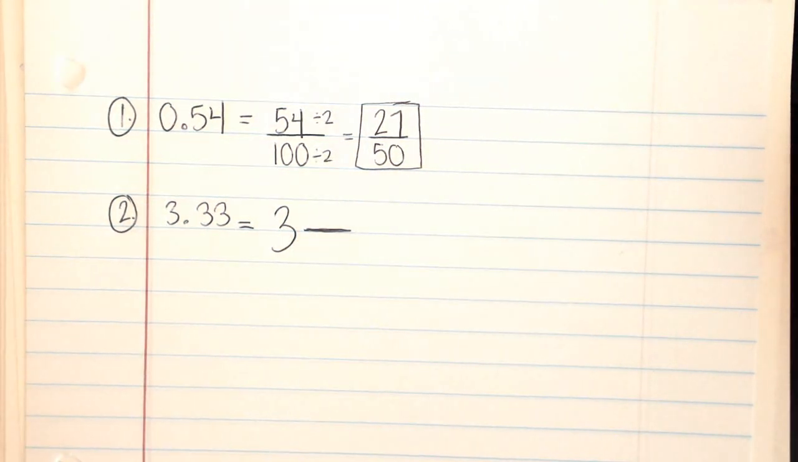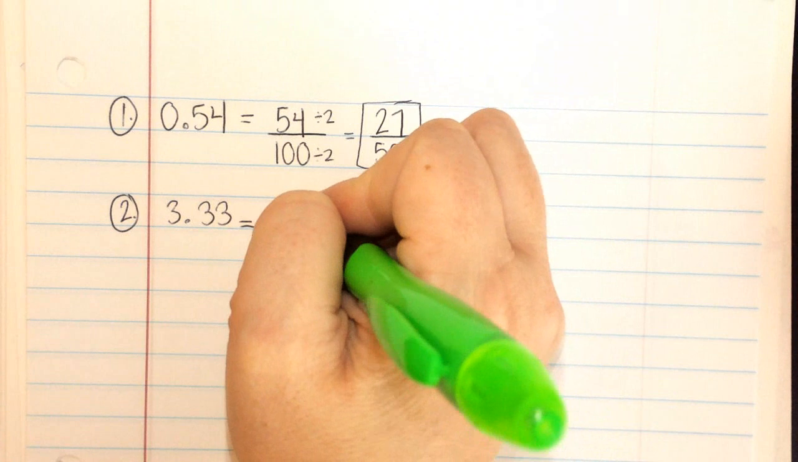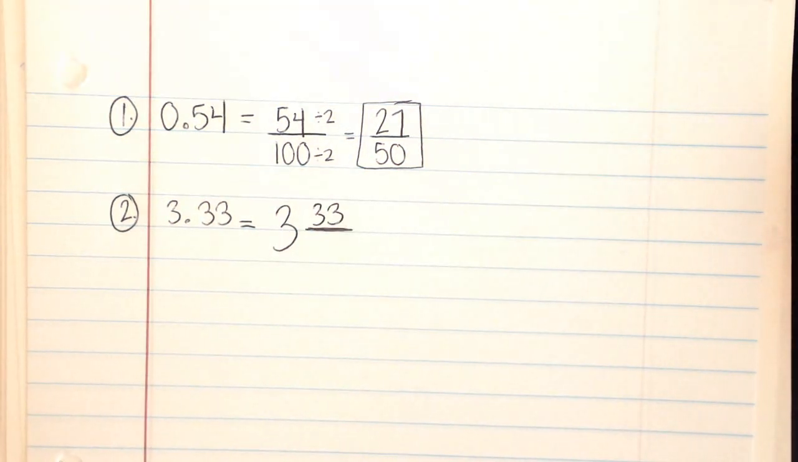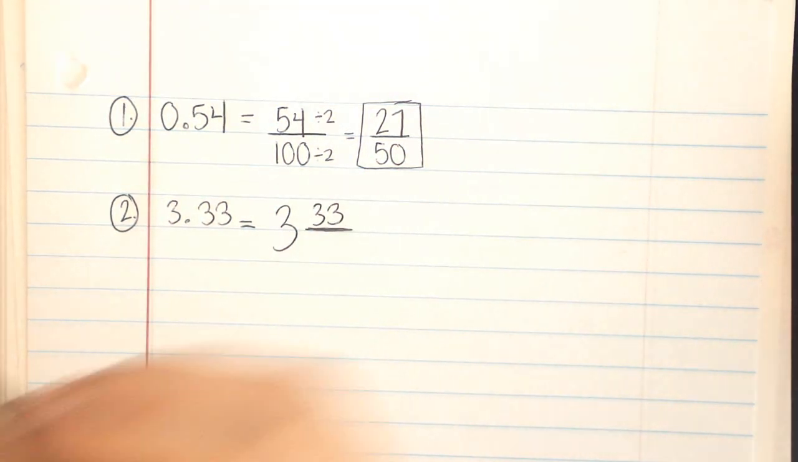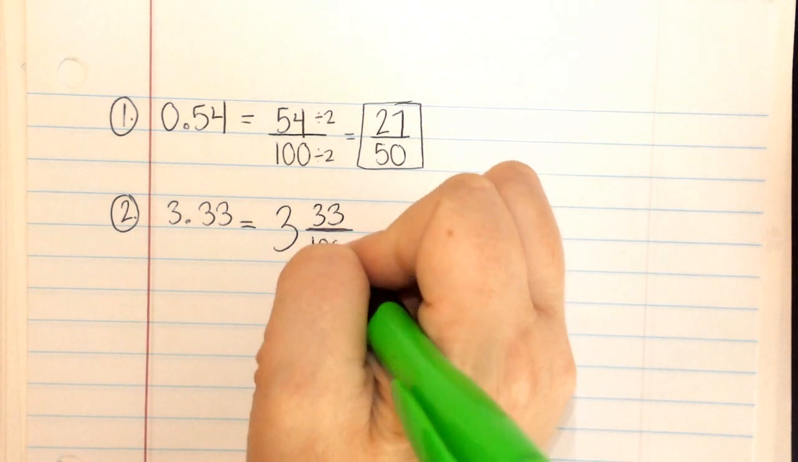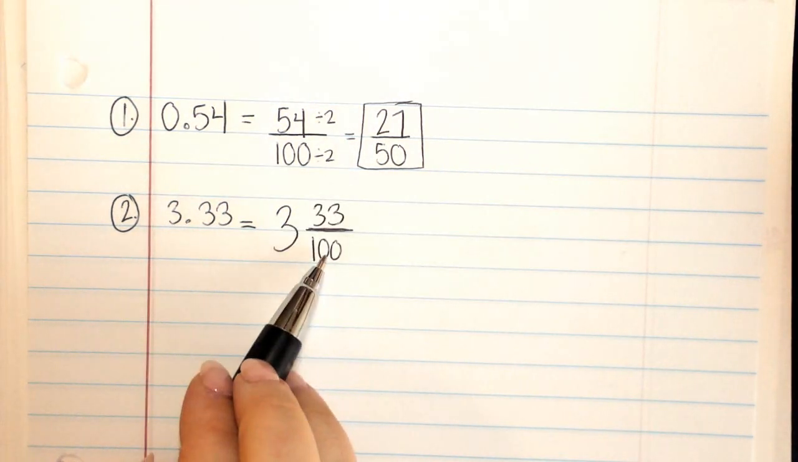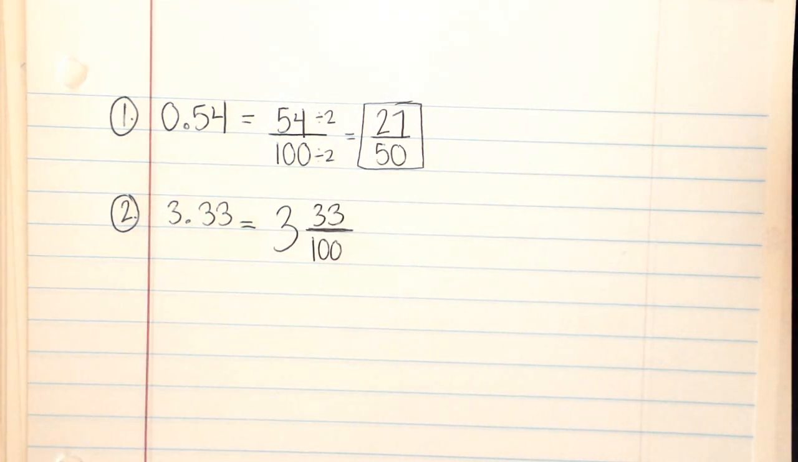And Braden, where am I going to put my 33? Where am I going to put it in my fraction? On the top, because it's behind the decimal. And what's going to go on the bottom of that? 100. Because there are 2 3s, which means we need 2 zeros.